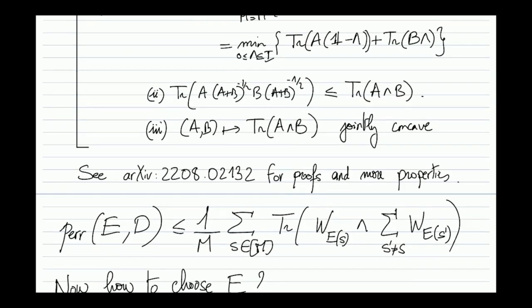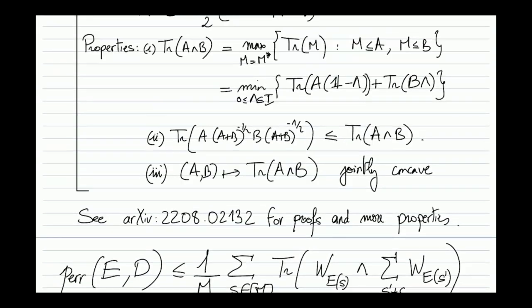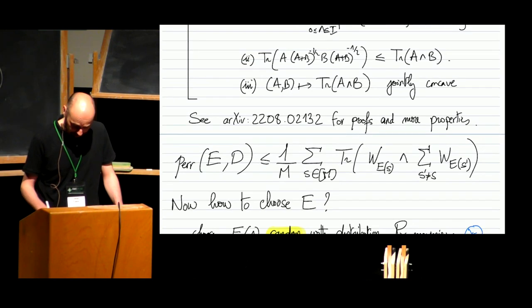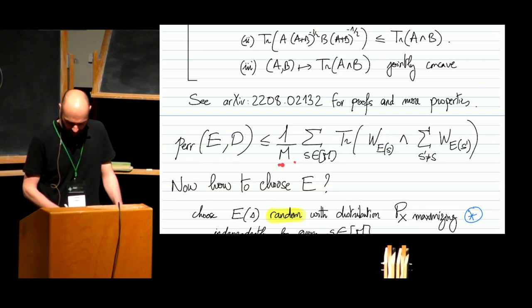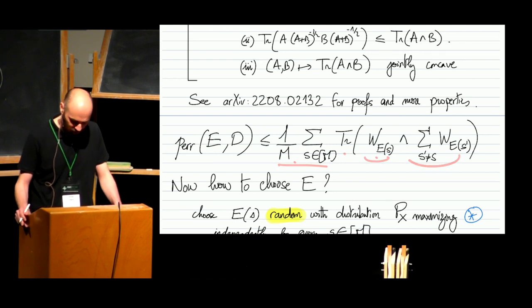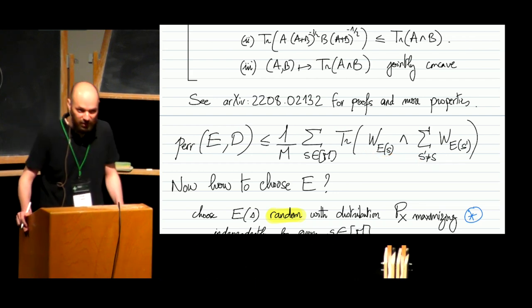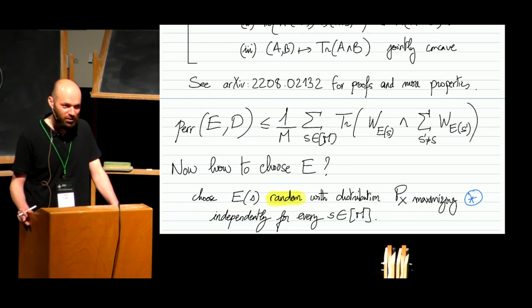Good, so let's continue. What have we done so far? If I now bound this AB divided by A plus B by the minimum of A and B, this is the expression I get. The error probability for the specific encoder E and for the pretty good measurement corresponding to E is given by the average of the trace of the minimum operator between W E of S and the sum over all W E of S prime, for S prime different from S. This is a relatively simple expression as a function of E. Let's now plug in an E and analyze this expression.